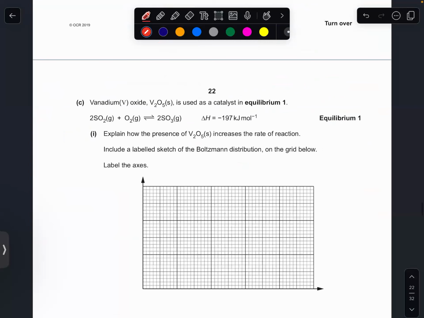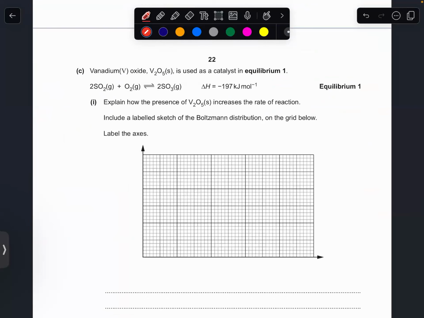We've got here another Boltzmann distribution question. We've seen a few of these Boltzmann distribution questions. Choose pink. You see here, explain vanadium 5 oxide is used as a catalyst, a keyword buzzword here, catalyst. Explain how the presence of the catalyst increases the rate. Include a labeled sketch of the Boltzmann distribution.